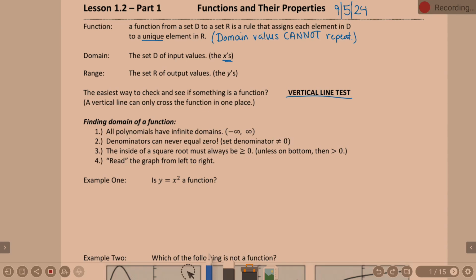The inside of a square root. What can we not take the square root of in real number land? We can't take the square root of a negative. So the inside of a square root must always be greater than or equal to 0, or that's a fancy way of saying positive.